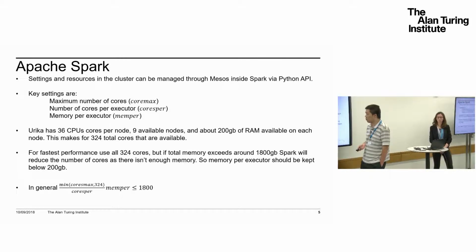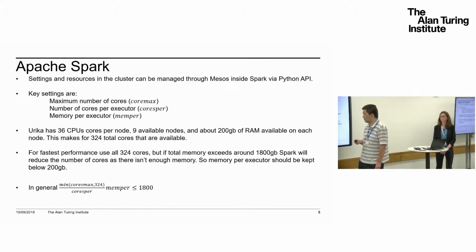Like I said, one of the important variables you have to set yourself is the memory per executor. You want to set this so that the total memory doesn't exceed around 1,800 gigabytes, because otherwise Spark will start to reduce the number of cores it runs on automatically because it hasn't got enough memory, and that usually slows down the algorithm.